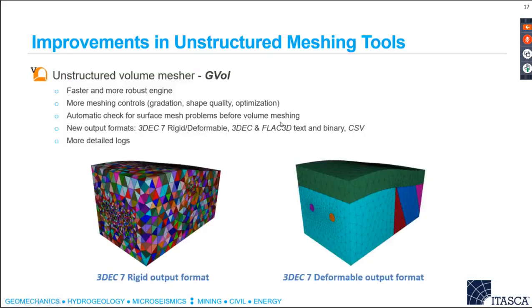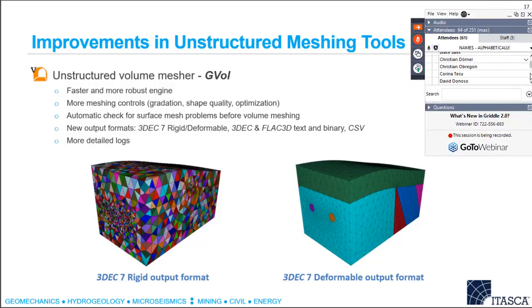So in the unstructured volume mesher, GVOL, we implemented a faster and more robust engine. We got more meshing controls similar to the surface remesher GSurf. Also, we implemented an automatic check for surface mesh problems before volume meshing. You would see a pop-up message notifying you if there are any naked edges, which can be an indication of holes, or clashing faces, which can be an indication of non-conformal faces or overlapping faces. So if you have a very complex model, it will give you an idea that there might be potential problems in the model before volume meshing.